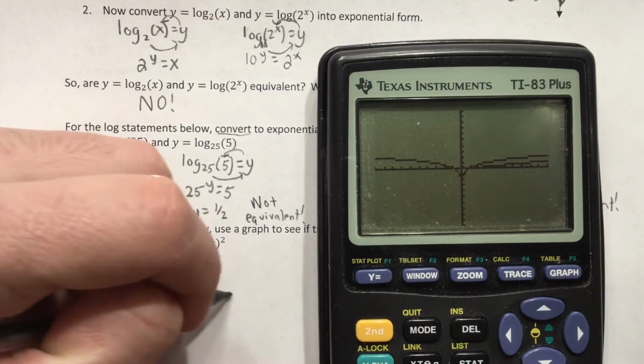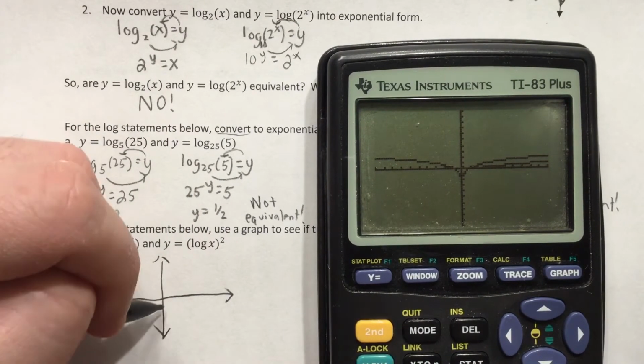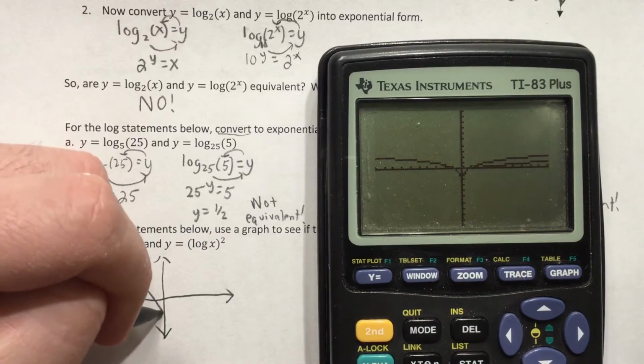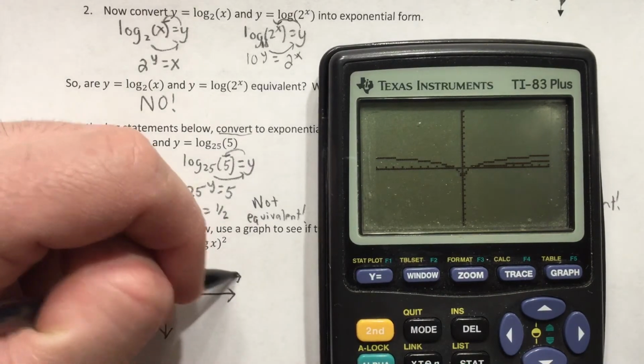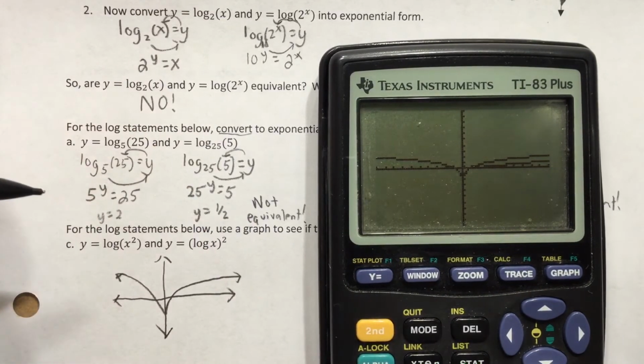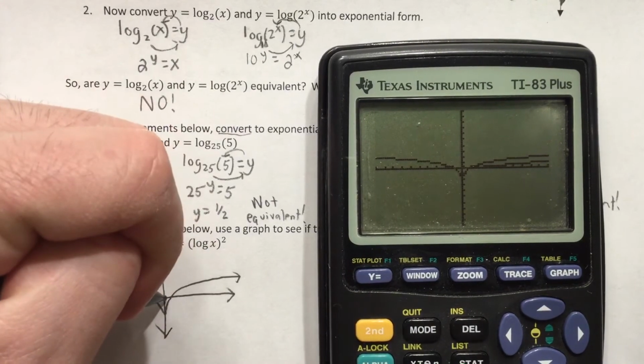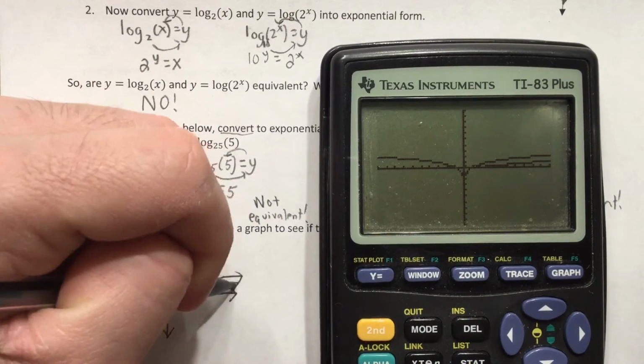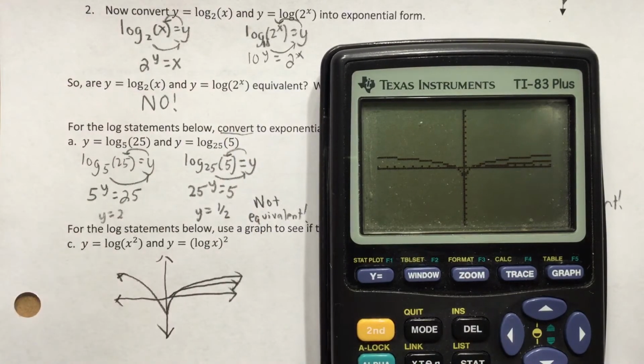We can make a quick sketch. The first one goes down like that. And the second one is just a tiny graph, so not equivalent.